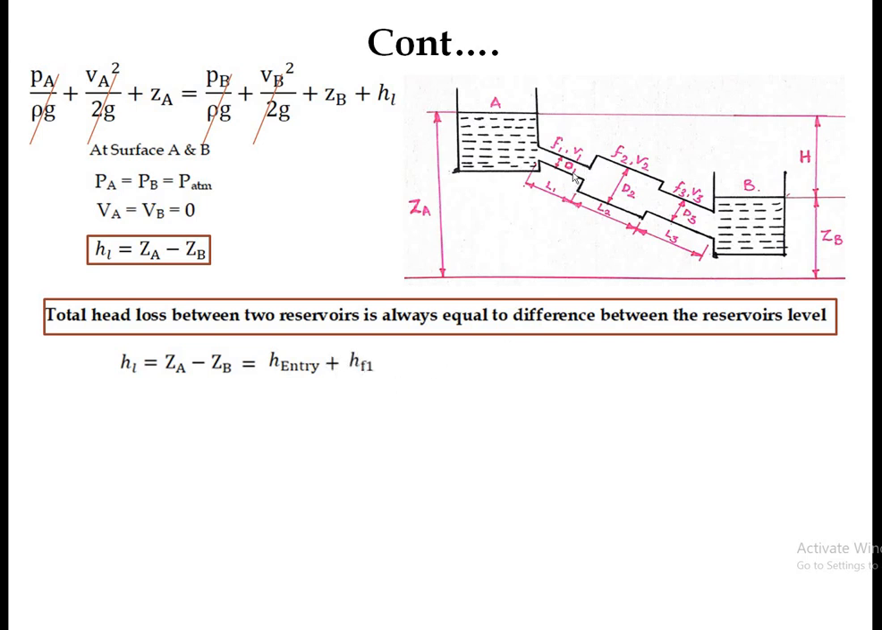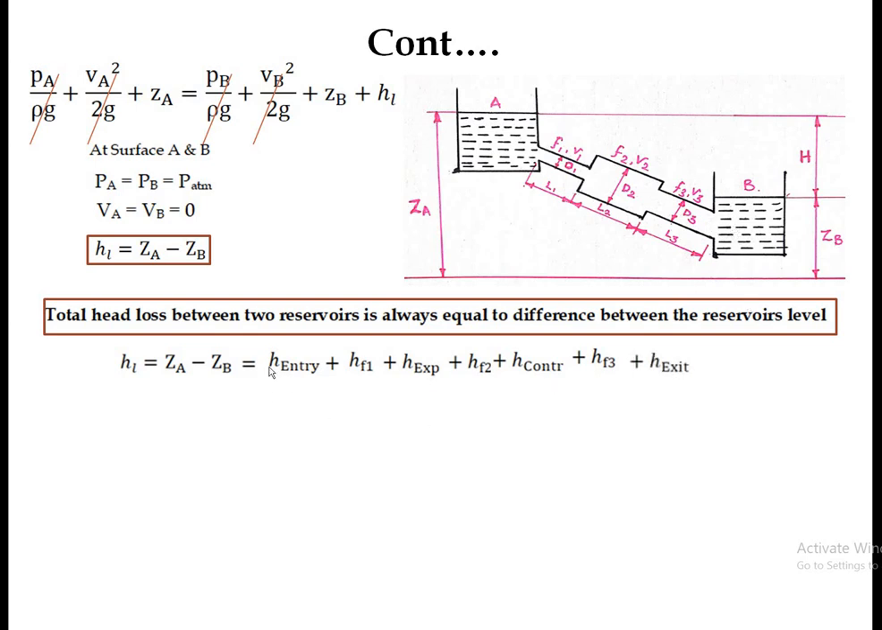Again here sudden expansion is there, so head loss due to the sudden expansion. Again the fluid flows through pipe number 2, so frictional losses are there, so plus HF2. Sudden contraction is there, so minor loss due to the sudden contraction, H contraction. Fluid flows through this pipe number 3, so head loss due to the friction, that is HF3. And the last one is head loss at the exit of the pipe.